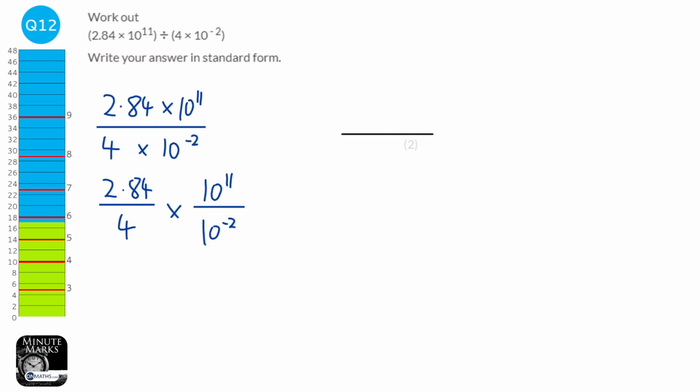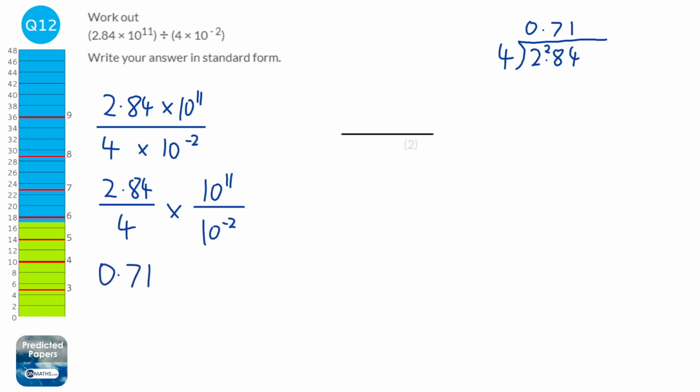So we're going to just do the bus stop method. So 4 on the outside, and we've got 2.84 on the inside. 4's into 2 don't go, so carry the 2 across. 4's into 28 go 7, and 4's into 4 go 1. So it's going to be 0.71.